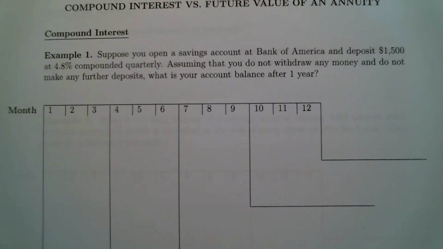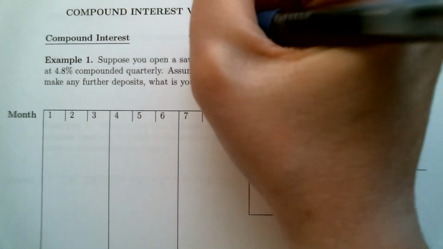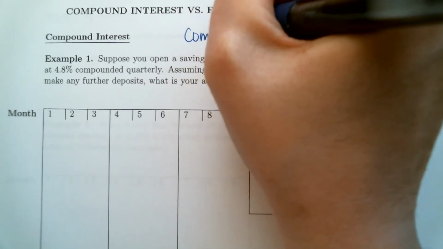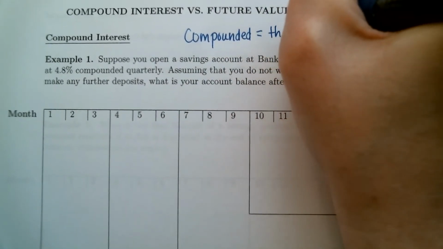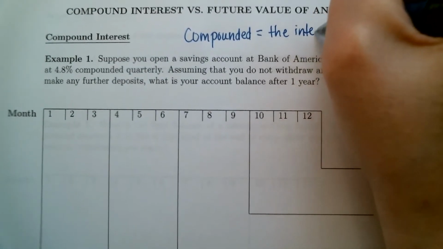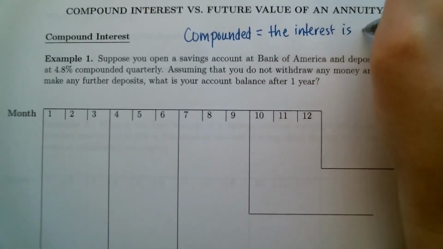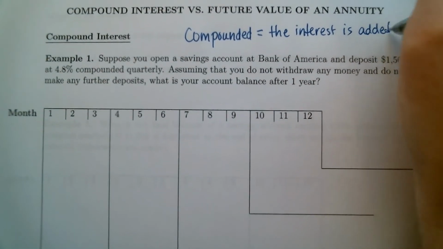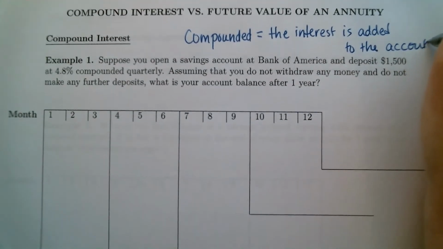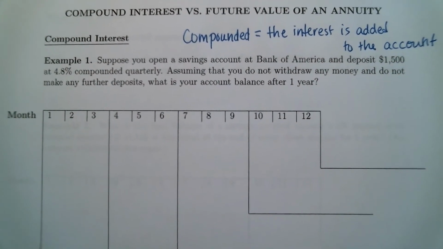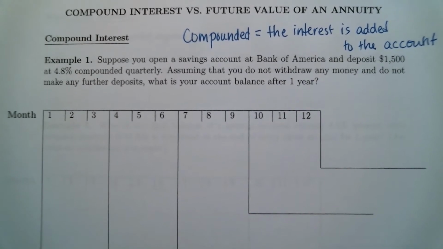So the word compounded, all that means, I'm going to write it up here, compounded means the interest is added to the account. So in this case, the interest is added to the account. It's compounded quarterly, so that means the interest is being added to the account 4 times a year.